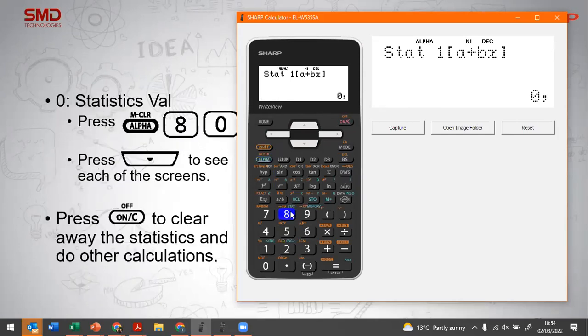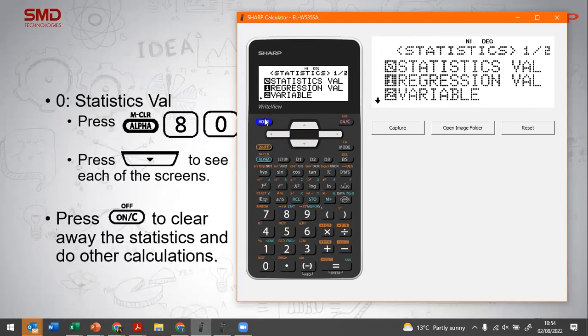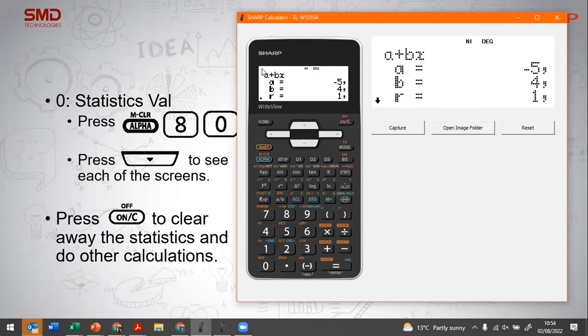So that's alpha and 8. And now you would just press 1 for regression line. And you can see your y-intercept is -5. Your b value or your gradient is 4. And r is 1, which means it's a perfect positive correlation for the dot. Okay. And then, of course, your correlation squared is 1 as well.